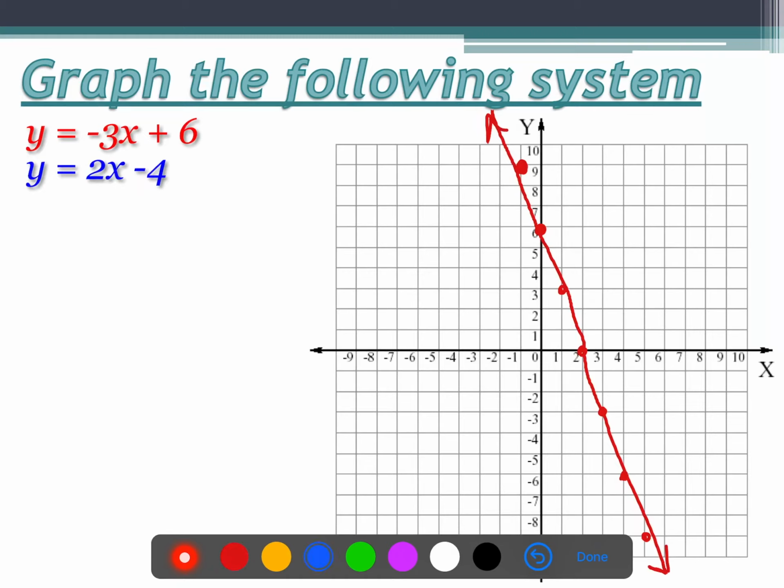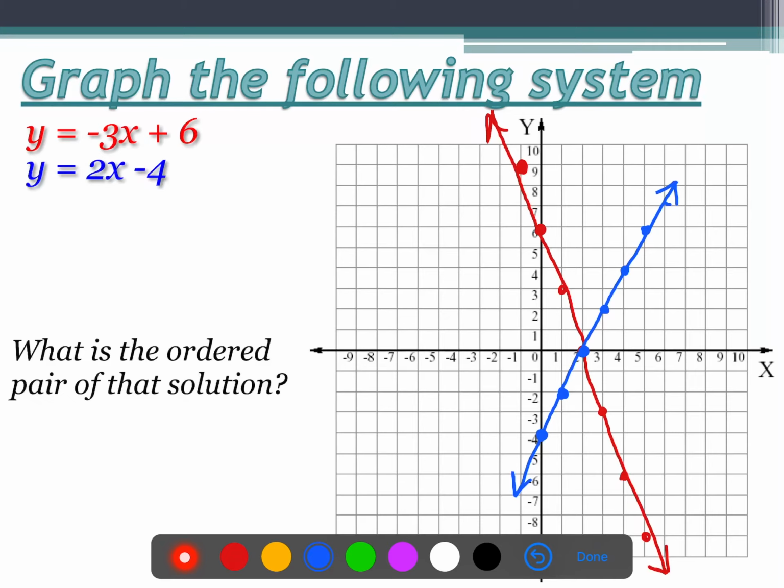All right, now I'm going to do my second line in blue. I'm going to begin at 4, and my slope is up 2 over 1. Okay, and I can see that my lines just hit there. Okay, so I'm connecting that as well. Okay, so now we want to state our solution. So what is the ordered pair of the solution? Where do the lines intersect? Okay, my solution is 2, 0. So I have one solution.